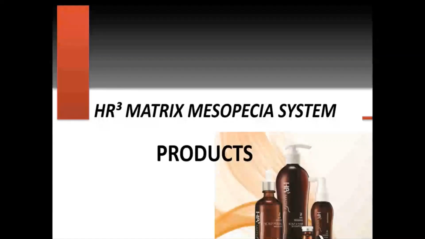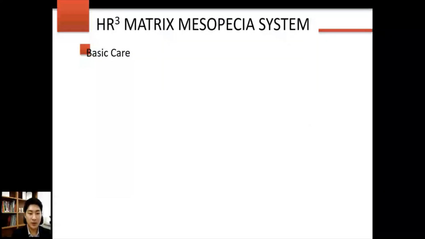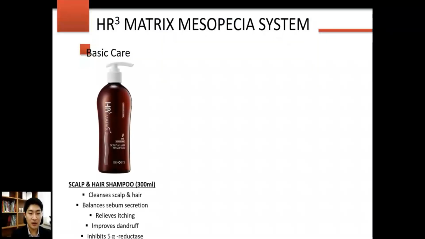Now let me introduce each product of the HR3 Matrix Mesopacia system. First, products for basic care. HR3 Matrix Scalp and Hair Shampoo removes dirt, excessive sebum, and dead skin cells. It contains menthol, which can cool down the scalp heat. It is also effective in improving dandruff thanks to piroctone olamine. And biotin prevents and minimizes hair breakage.